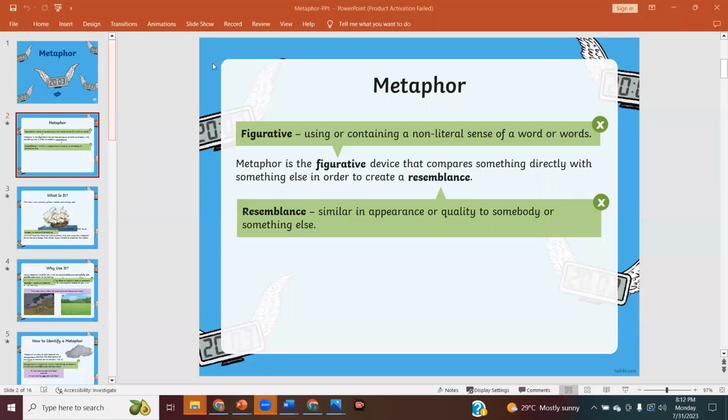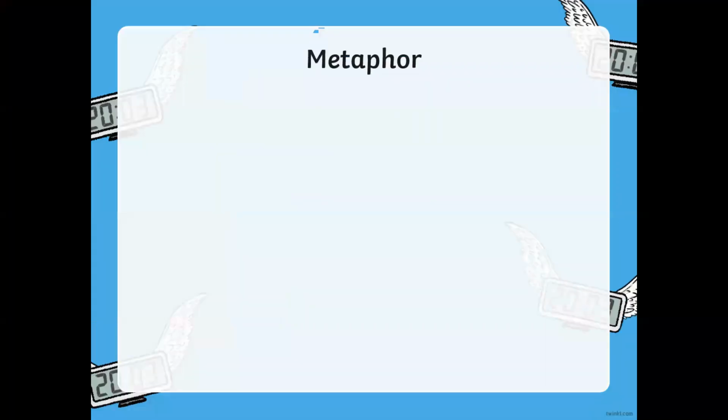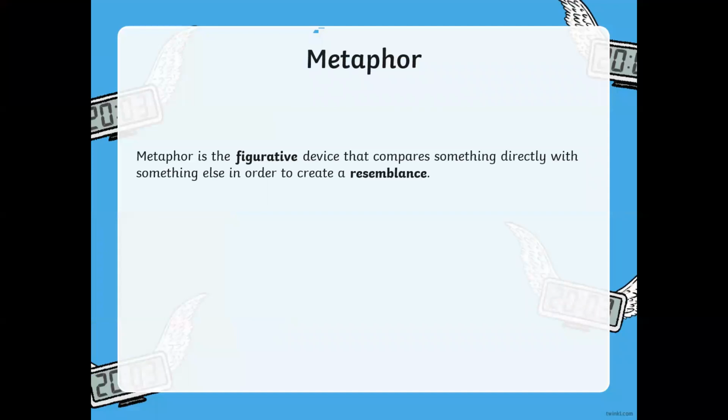All right, can y'all hear me? Yes, sir. Okay, good. All right, so when we say figurative, we mean it's non-literal. And when we say resemblance, we mean similarity, okay? So do we have the definition written down in our books already? No, sir. Quickly write this down.